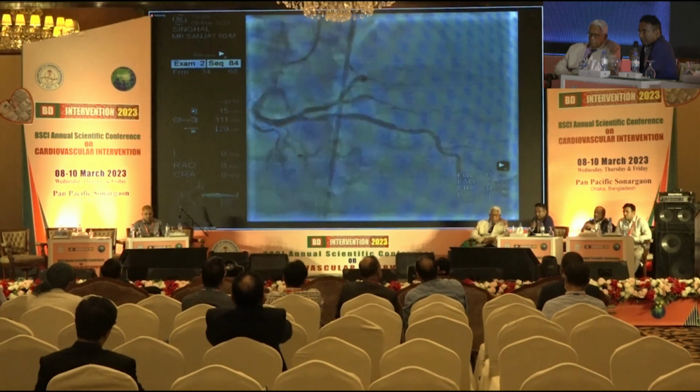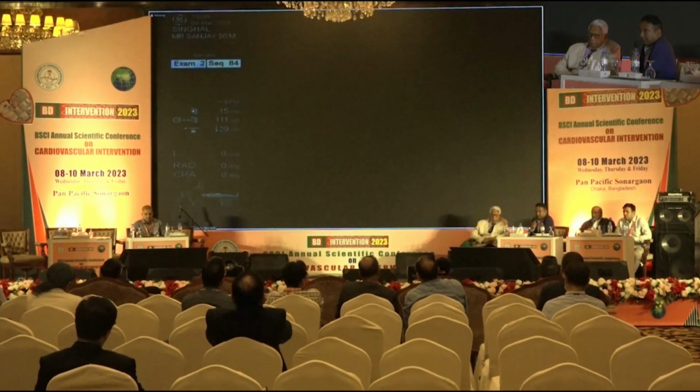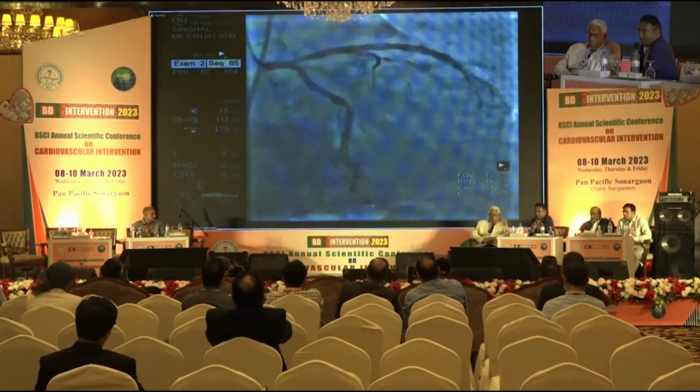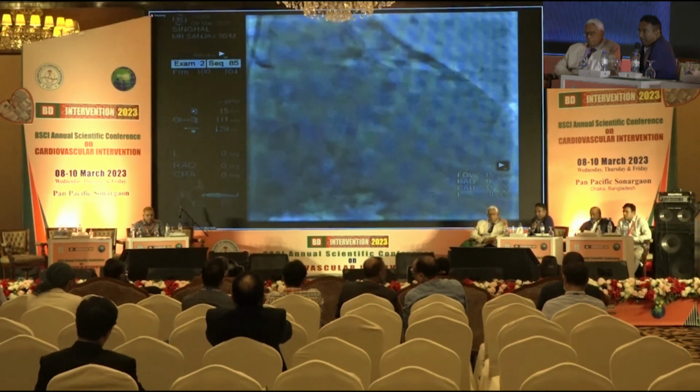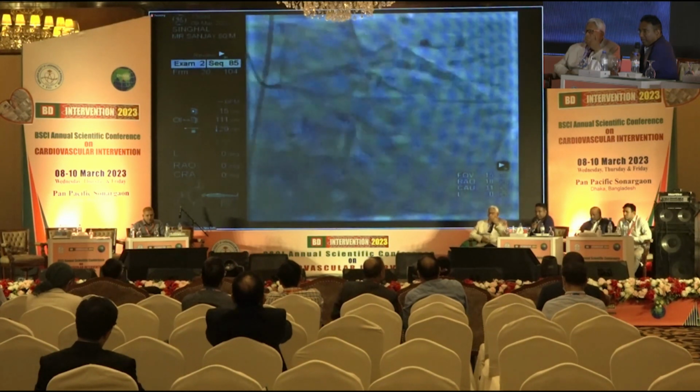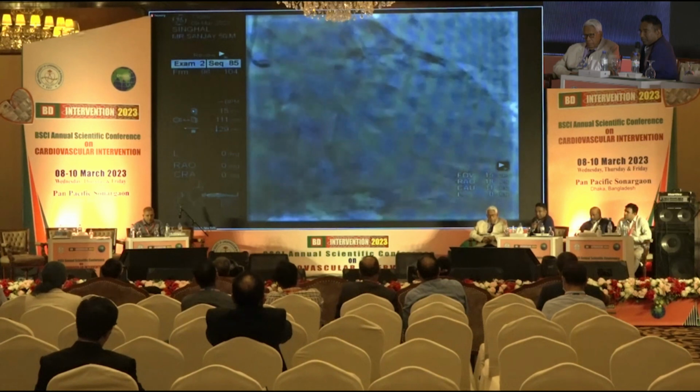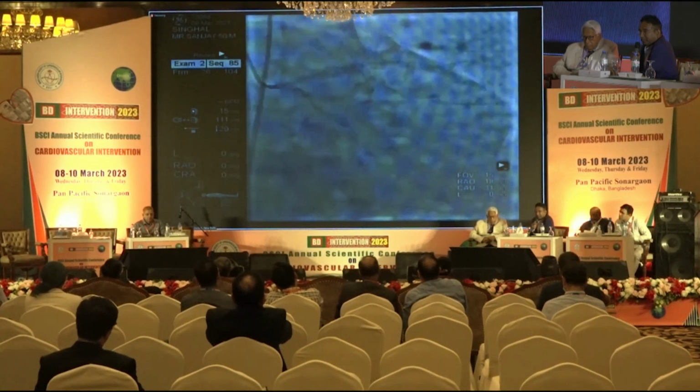We checked the RCA because he was very uncomfortable, and it's flowing beautifully. And of course, this is the cranial caudal projection. Sir, any spider view, sir, to see the ostium of the LAD? You can see it in this view. This is the caudal projection. You can see that it doesn't look so bad at all.